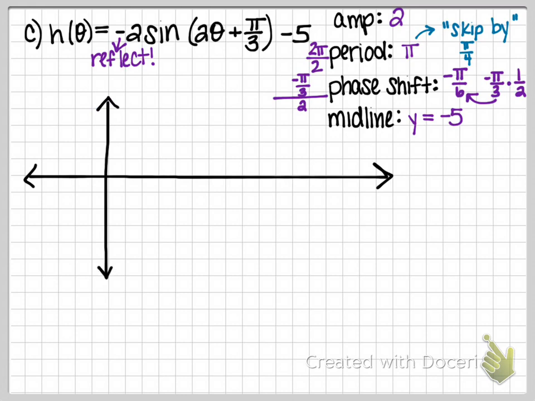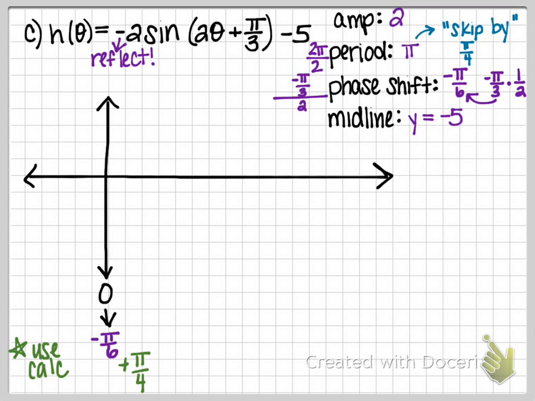Alright, so instead of starting at 0, I am now moved to the left pi over 6. So now I'm going to be at negative pi over 6. Now, I'm supposed to skip by pi over 4, right? So I'm going to add pi over 4 right here. Now, those guys are not the same fraction, right? So here are your options. You can use your calculator, or you can just get some common denominators.